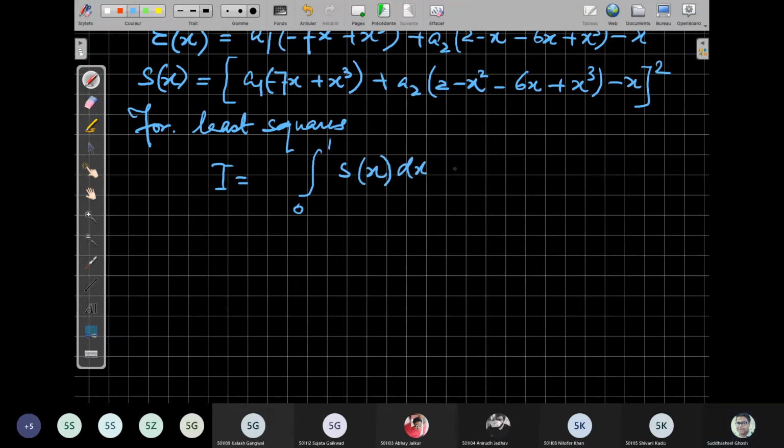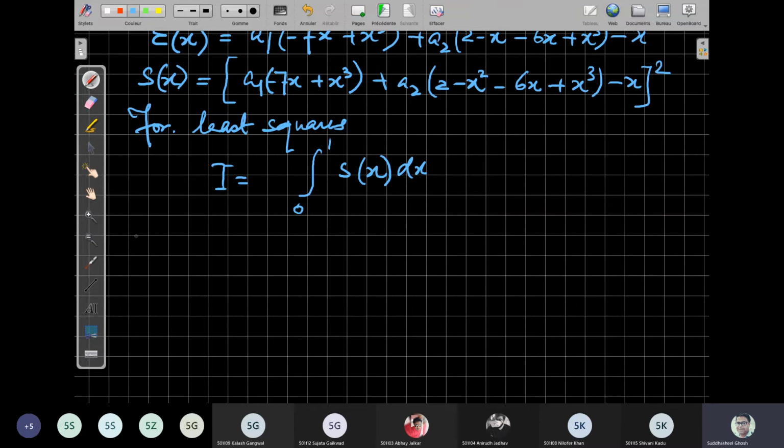Okay, so I have to find out this integration. And if I have to remember, if I have to find out the least squares, I have to find out with respect to a1 and a2. I have to differentiate this I with respect to a1 first and differentiate this I with respect to a2, then उसके बाद उन दोनों डेरिवेटिव्स को मुझे इक्वल टू जीरो करना है.